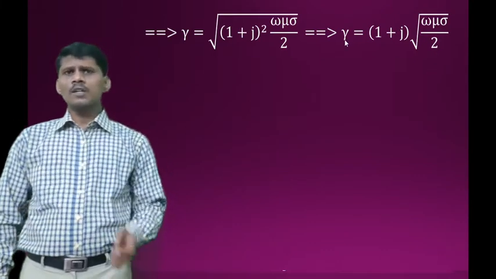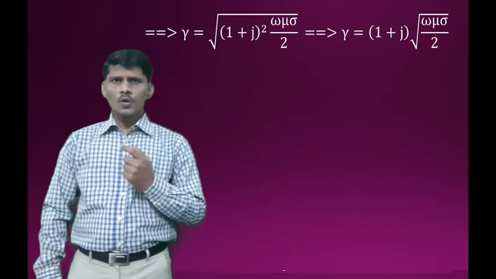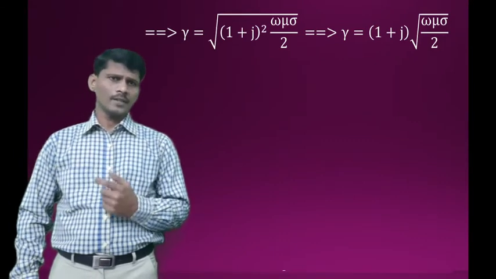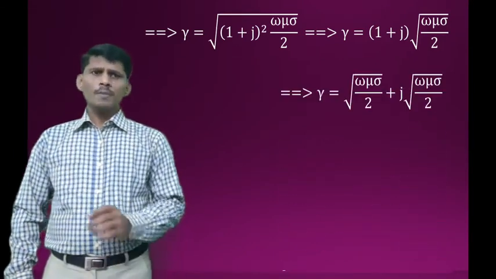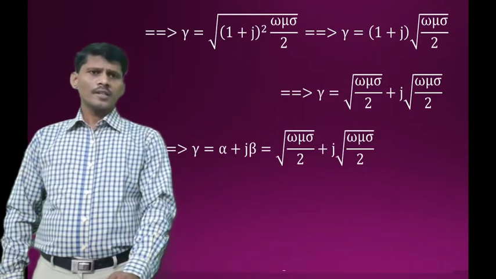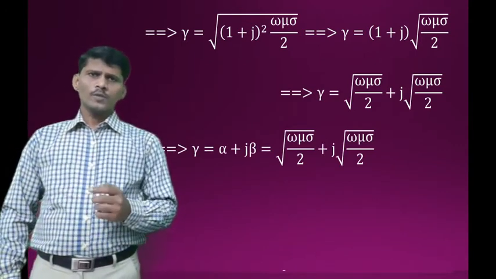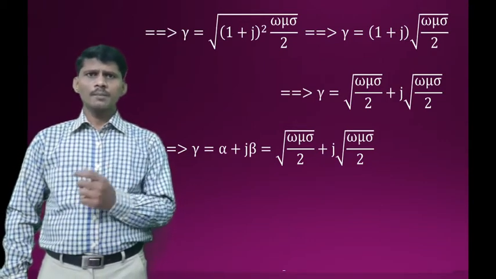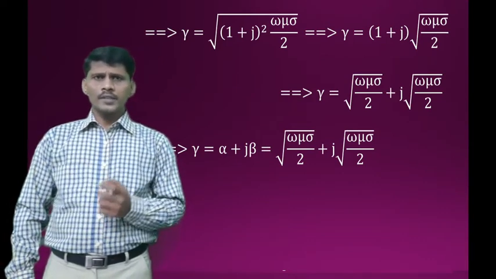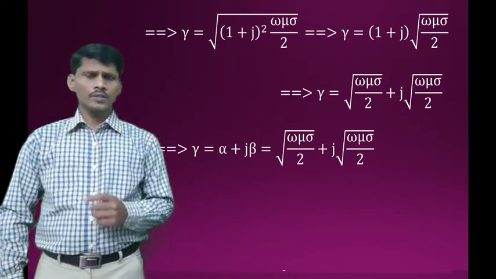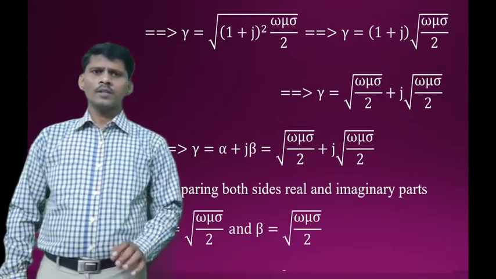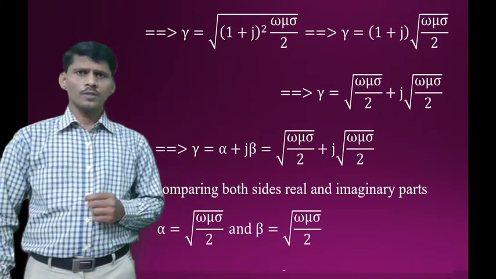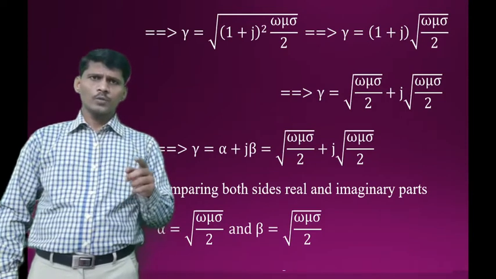So what is gamma? Gamma is the propagation constant. Gamma is a complex quantity. Gamma is equal to alpha plus j beta. Therefore, alpha plus j beta is equal, on the RHS, to square root of omega mu sigma by 2 plus j into square root of omega mu sigma by 2. On both sides, comparing real and imaginary parts, the real part is the attenuation constant. Attenuation constant alpha is equal to square root of omega mu sigma by 2, and the imaginary part is the phase shift constant. The phase shift constant beta is equal to square root of omega mu sigma by 2.